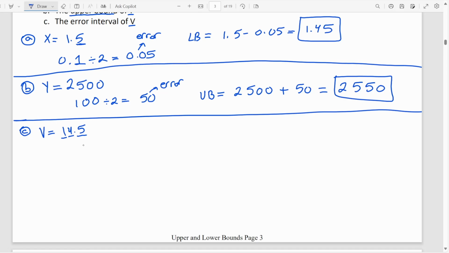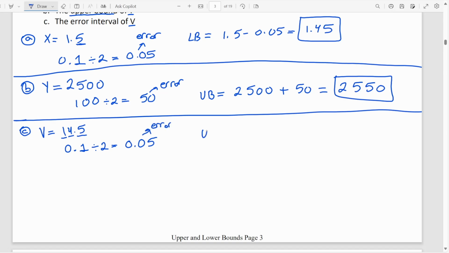So again, we're going to replace that by 1, and everything else by a 0. So the 4 became a 0. There's no need to put another 0 here. It wouldn't make a difference. So just 0.1. And divide that by 2, and we get 0.05. And this right here is my error.